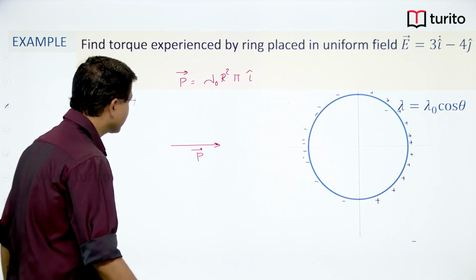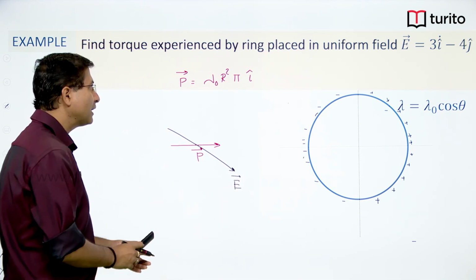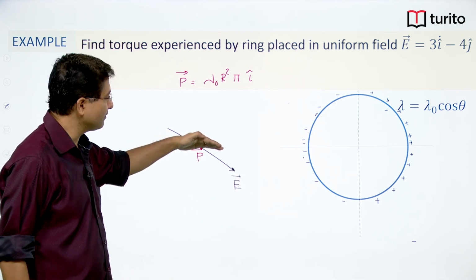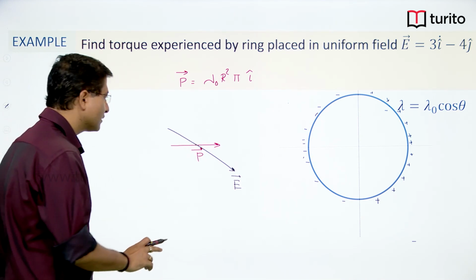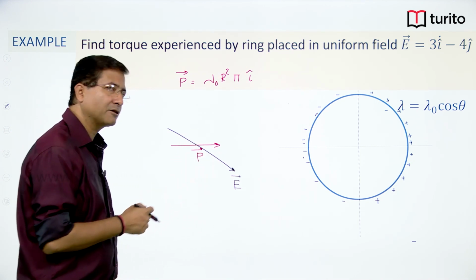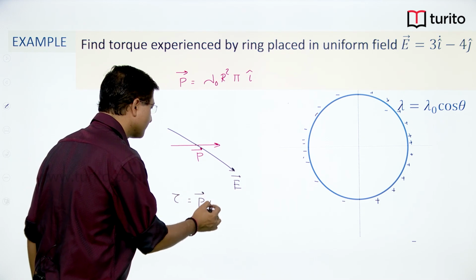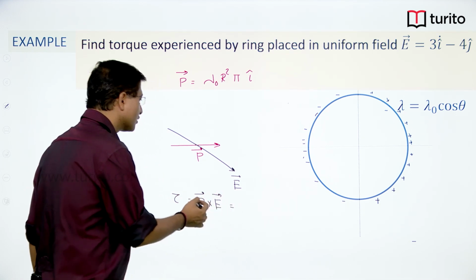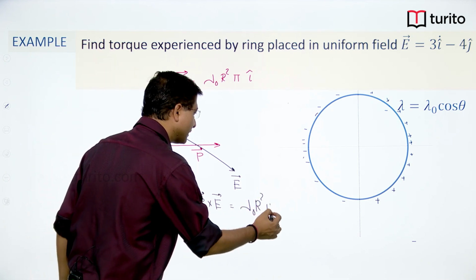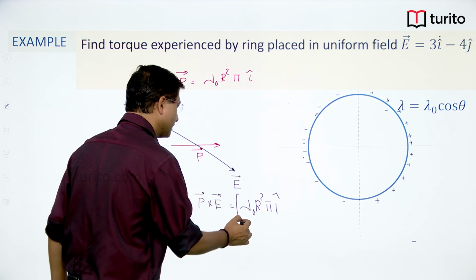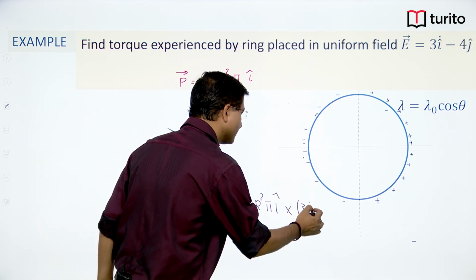3i minus 4j will be like this. It will have i positive and j negative, right? So this is the way it is kept. As it is not along the field, obviously it will experience torque. The expression for torque is tau is equal to p vector cross E vector. Now p you can substitute from here, lambda naught r square pi i cap, cross 3i minus 4j.